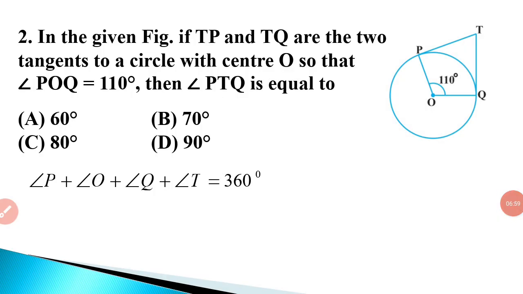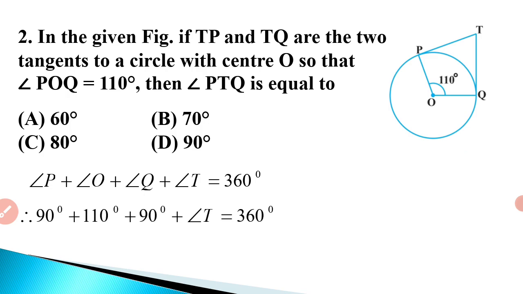Now angle P plus O plus Q plus T is 360. Let me substitute all the values. Only one unknown is there, that is angle T. When I solve for angle T, I get angle T equal to 70 degrees, which is my second option.